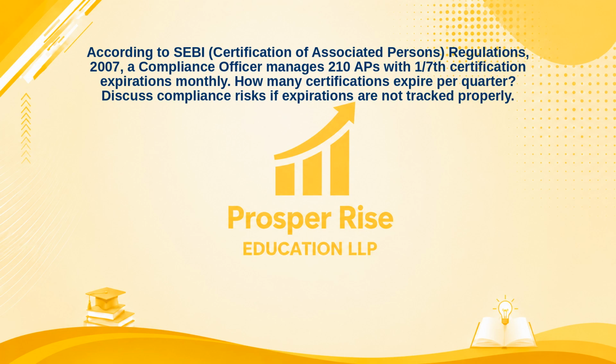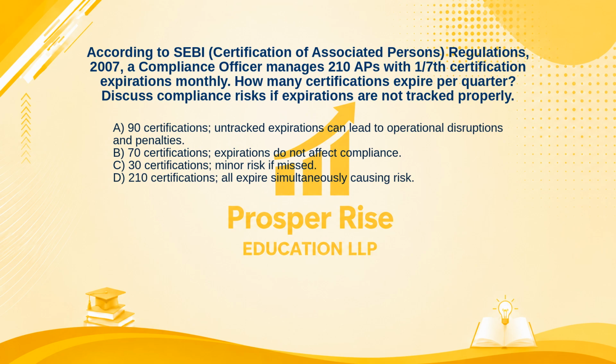According to SEBI, Certification of Associated Persons Regulations 2007, a compliance officer manages 210 APs with 1/7 certification expirations monthly. How many certifications expire per quarter? Discuss compliance risks if expirations are not tracked properly. Here are your options. A. 90 certifications. Untracked expirations can lead to operational disruptions and penalties.